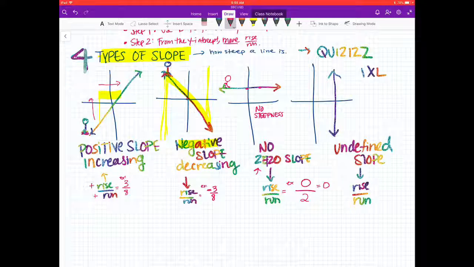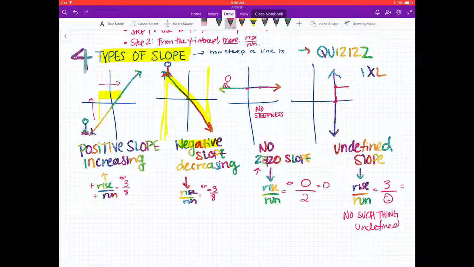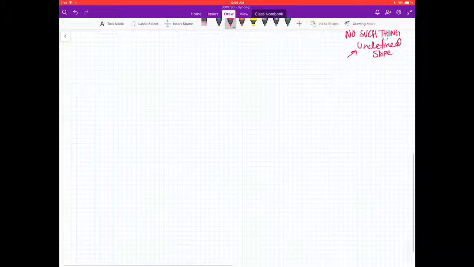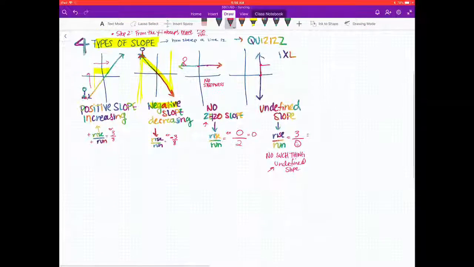Rise over run. Okay, let's see. From this point to this point, did you rise? Yeah, sure. 1, 2, 3. So let's put a 3. But then did you run? Did you go to the left or right? No. Uh-oh. Guys, you cannot divide by 0. There's no such thing. So it's called undefined. Okay? Pause if you have to.